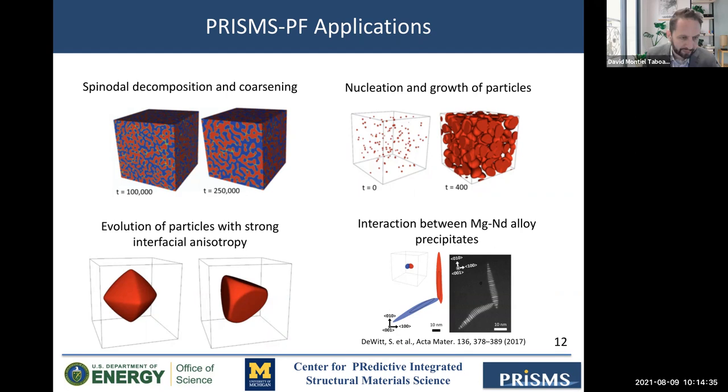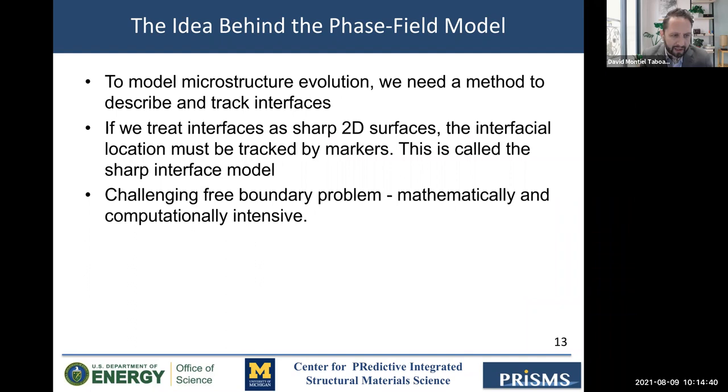Okay, so again, let's go back to the phase field model. So what's the idea behind a phase field model? To model microstructure evolution, we need a method to describe and track interfaces. If we treat interfaces as sharp two-dimensional surfaces, the interface location must be tracked by markers. And this is called the sharp interface model. The problem with this is that it's typically very challenging to solve numerically because it is mathematically and numerically expensive to compute the positions of these markers.